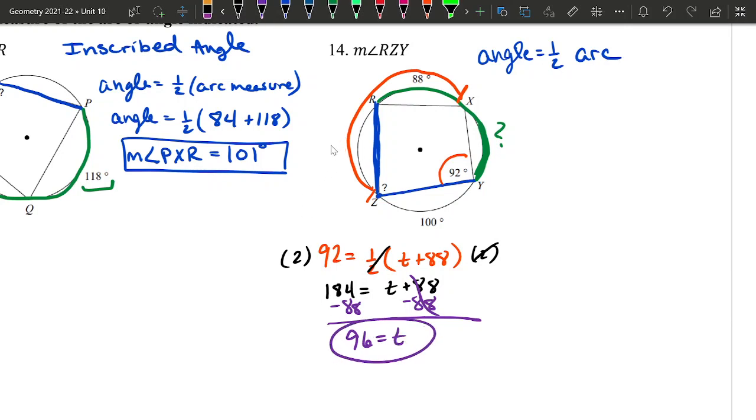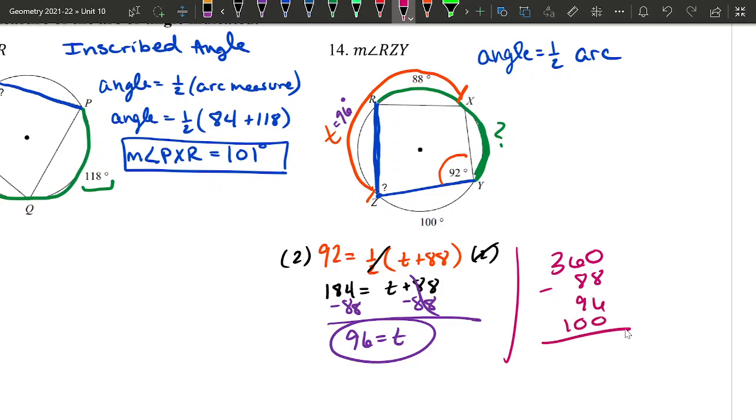All right, so now at least I know that this T is 96. But I'm looking for that green question mark. But now I have the rest of the circle. So to get to that missing piece of the circle, I can do 360 degrees for the whole circle, subtract 88, subtract 96, and subtract 100. So that means that the question mark is 76 degrees.